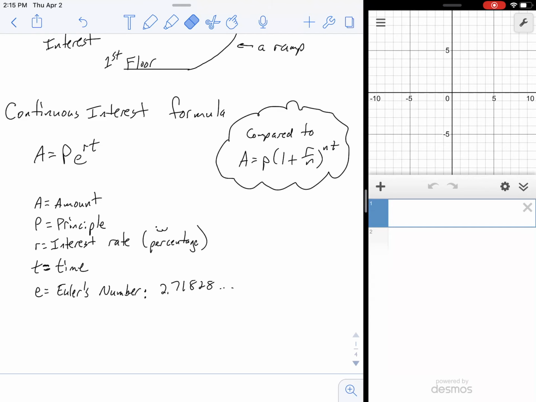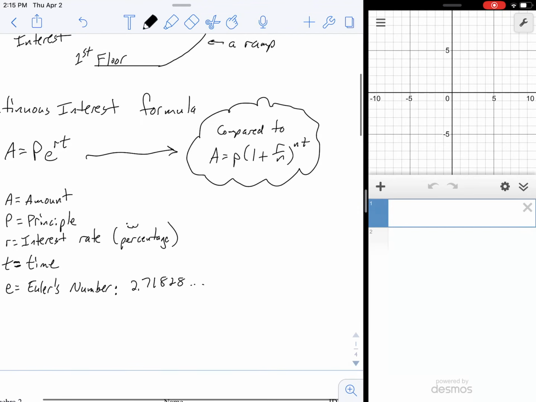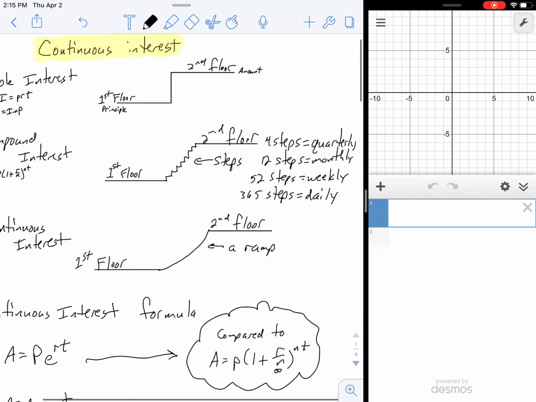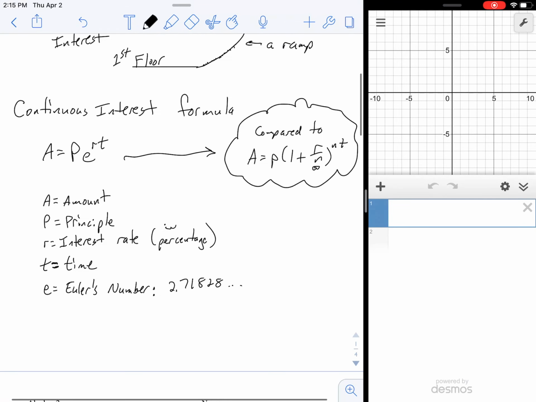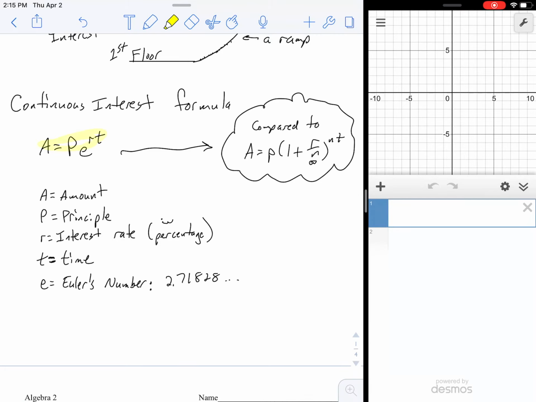And over here I just wrote the comparison to the compound interest formula. Basically, it's the same formula, but n is infinity. You can look at a ramp as steps where there are infinitely many steps. There are so many steps that in between them you can't tell any difference, so it's just a smooth ramp. So this is the formula that we're going to be working with on the exercises down below.